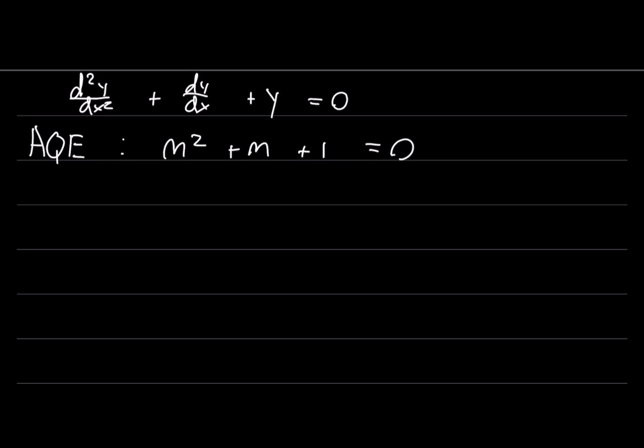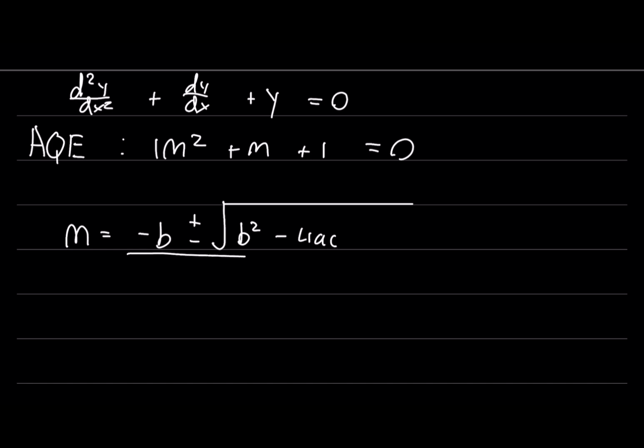1 times 1 is 1, but 1 plus 1 is 2, so we have to use the quadratic formula. So we're going to say that m is equal to -b plus or minus the square root of b squared minus 4ac, all over 2a.